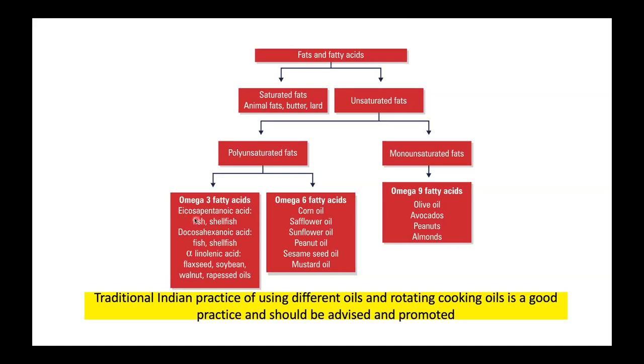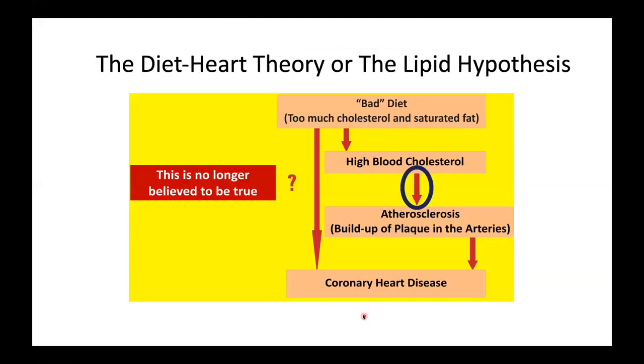Omega-3 fatty acids, we must remember the omega-3 fatty acid. There are three types of omega-3 fatty acids. Eicosapentaenoic acid, the source of which is basically fatty fish or shellfish. And docosahexaenoic acid, DHA, the source of which is almost fatty fish or fish. The LNA can be found in flax seed, rapeseed, or soybean, and it is also seen in mustard oil. So it is important to note that the traditional Indian practice of using different oils for different types of cooking, and trying to rotate the oil, is a good practice and should be advised and promoted.